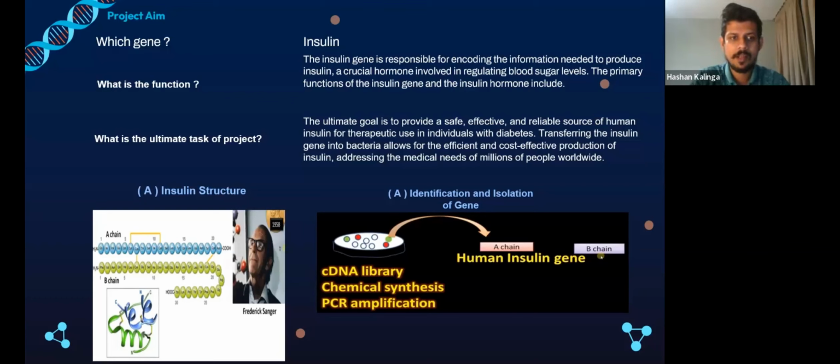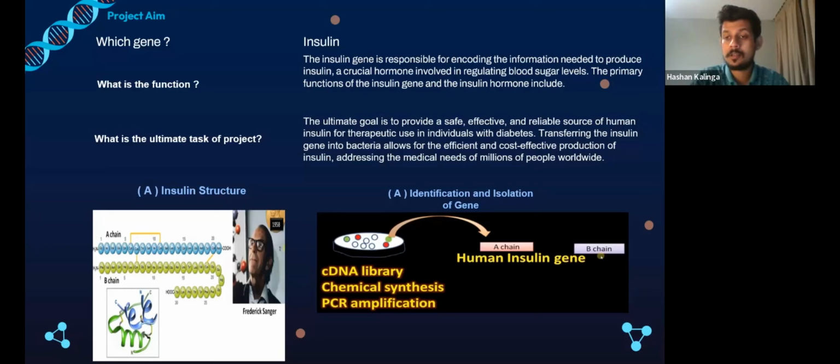In 1958, the great scientist Frederick Sanger discovered the insulin structure. There are two chains, A and B. A contains 21 amino acids, B contains 30 amino acids.